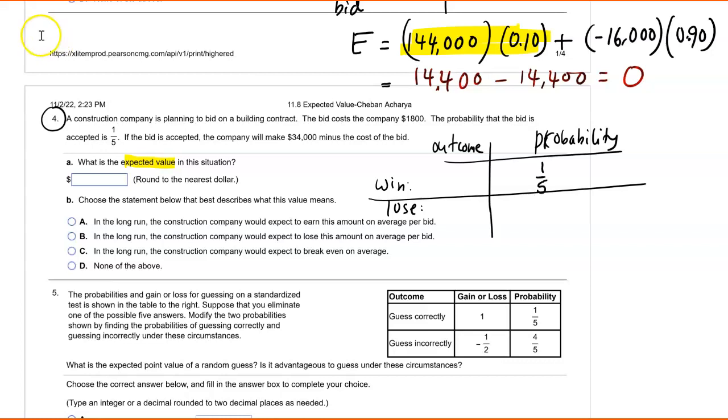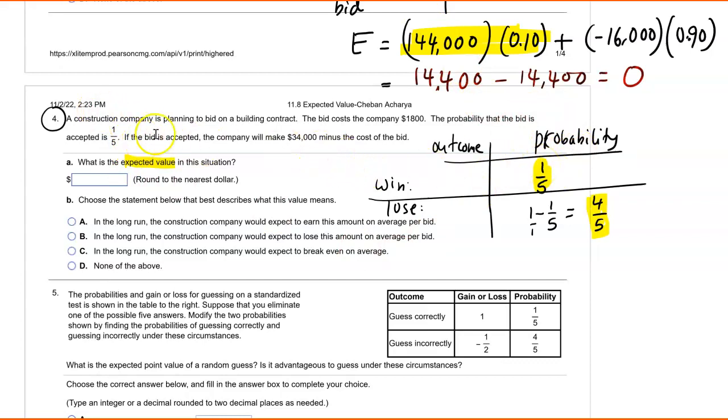What's the probability of not winning? I mean losing is going to be 1 minus 1/5. If you subtract that, remember how you subtract fractions, you get 4/5. Okay, therefore the probability here 1/5 is winning the bid, and losing the bid, not winning the bid, is 4/5. Correct. Now, what's the outcome if the construction company wins the bid?